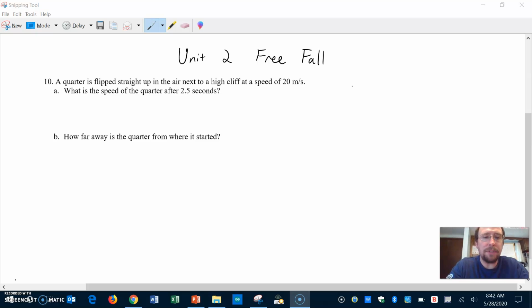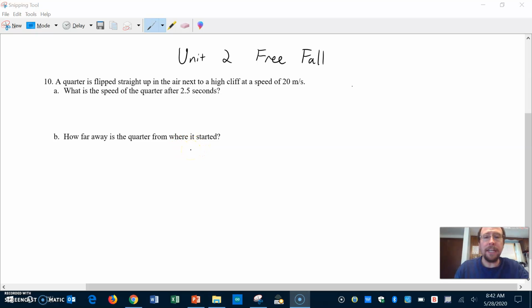A quarter is flipped straight up in the air next to a high cliff at a speed of 20 meters per second. What is the speed of the quarter after 2.5 seconds? And how far away is the quarter from where it started?